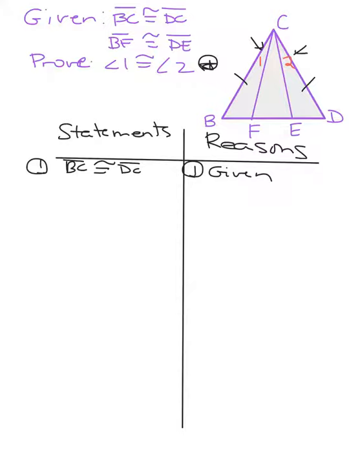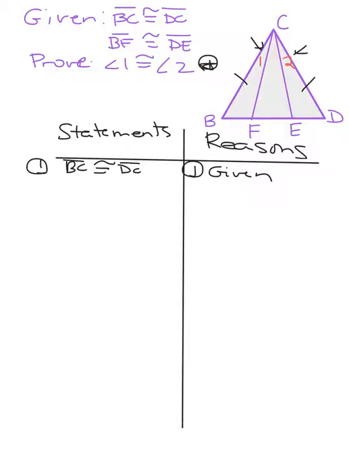Now I notice that angle 1 and 2 are not part of the same triangle, so I can't use isosceles triangle at that point. I might be able to use it earlier, but not at the end. And so again, if angle 1 is congruent to angle 2, the way I can get there is if I prove that those two triangles that they're in are congruent. So that's kind of my goal. If I can say triangle BCF is congruent to DCE, then I can say that angle 1 is congruent to angle 2. So that's going to be kind of my goal, to get those two triangles congruent.